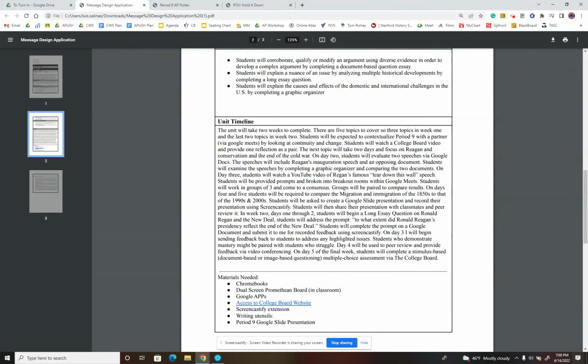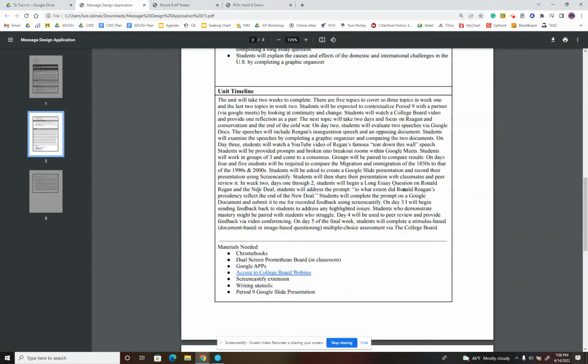Then they also complete a long essay question along with the DBQ, which is a document based question. Now, what's nice about long essay questions, what we call LEQs, and the document based question, which we call DBQs, is that for the most part, they really do correlate or align very well in terms of skill level. The only difference is the document based questions are accompanied by 7 documents. Long essay question has no documents, so this one does need to come from student content knowledge.